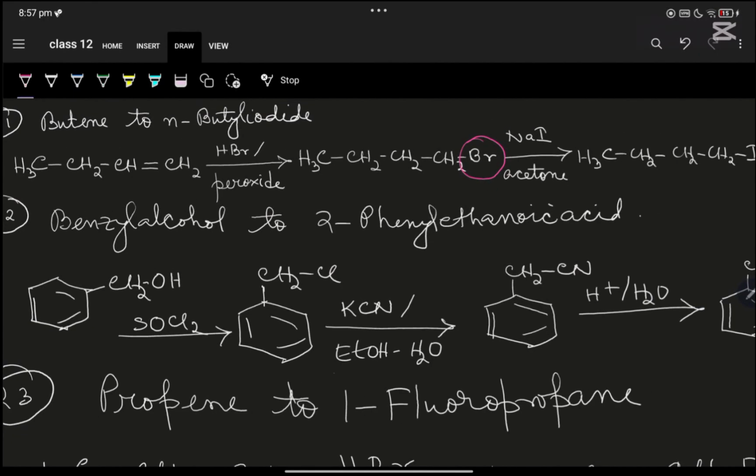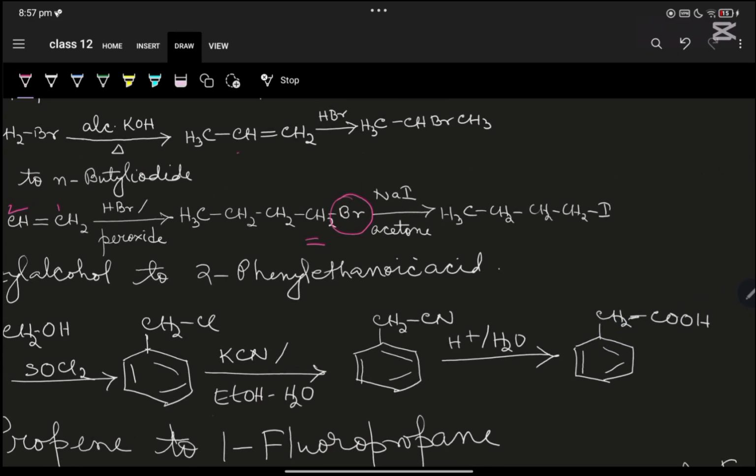In the first position, you are getting bromo because it is anti-Markovnikov. And then you do Finkelstein, NaI in dry acetone. You give NaI in dry acetone, and in place of Br, you will get I.